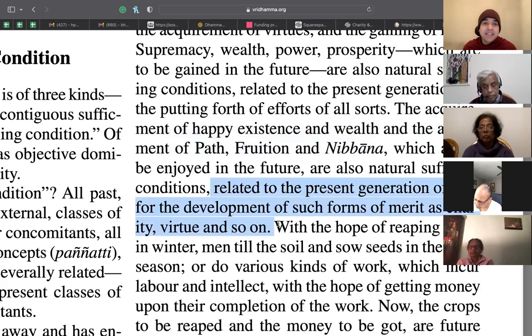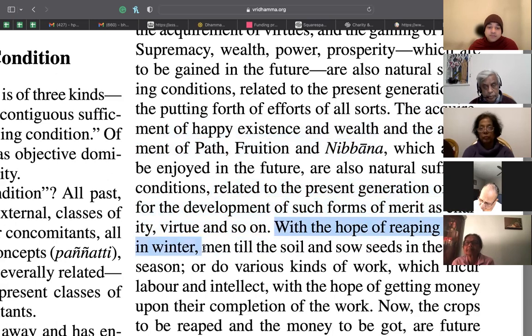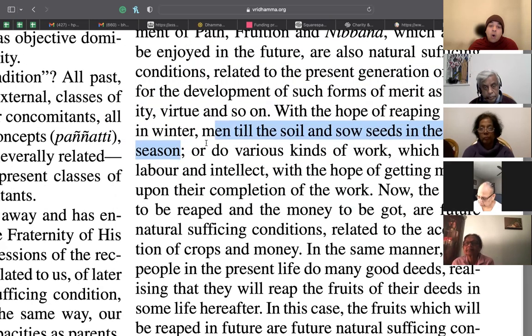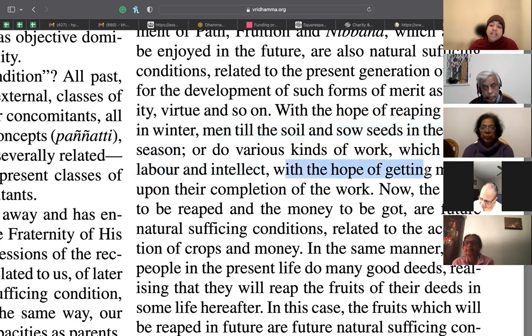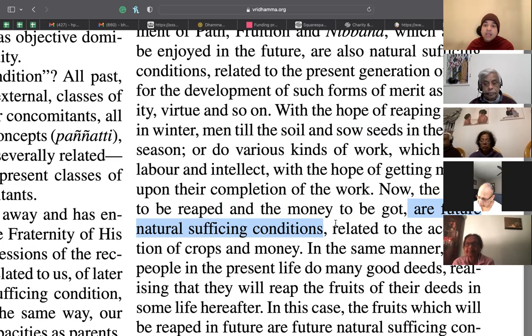Is it clear, everyone? Makes a lot of sense, isn't it? With the hope of reaping crops in winter, men till the soil and sow the seed in the rainy season, or do various kinds of work which incur labor and intellect, with the hope of getting money upon completion of the work. Now, the crops to be reaped and the money to be got are future natural sufficing conditions. Is that clear? Past natural sufficing conditions, present natural sufficing conditions, and future natural sufficing conditions related to the acquisition of crops and money.